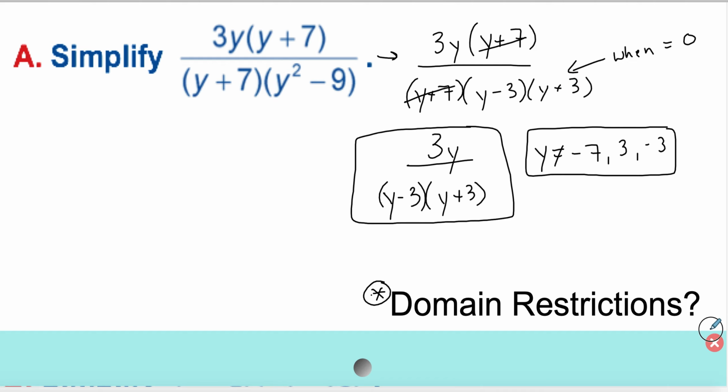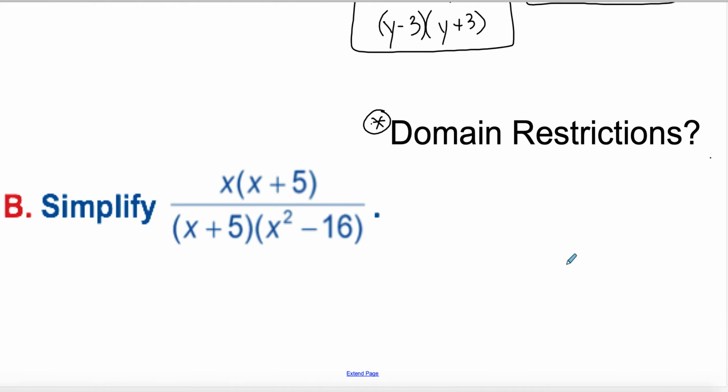Okay, so let's look at a question down here. Let's give this one a shot. Please pause the video, have students write this one out, and then play for the solution.